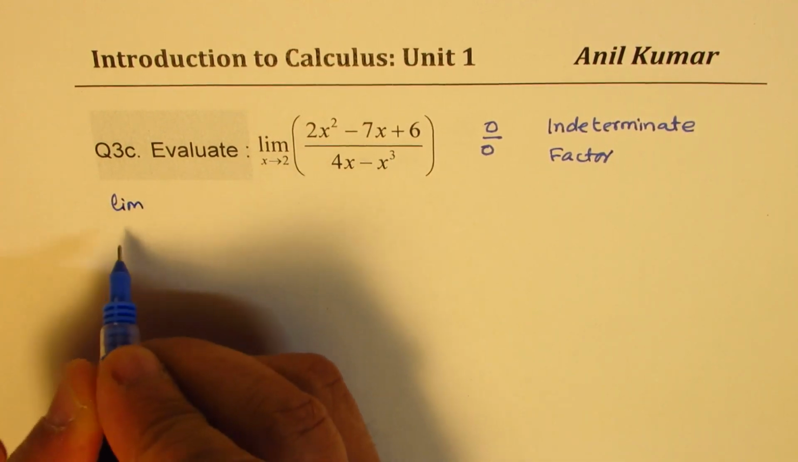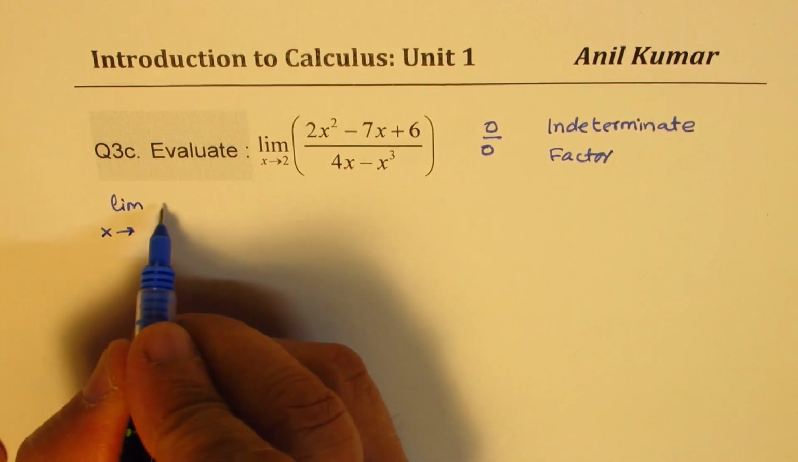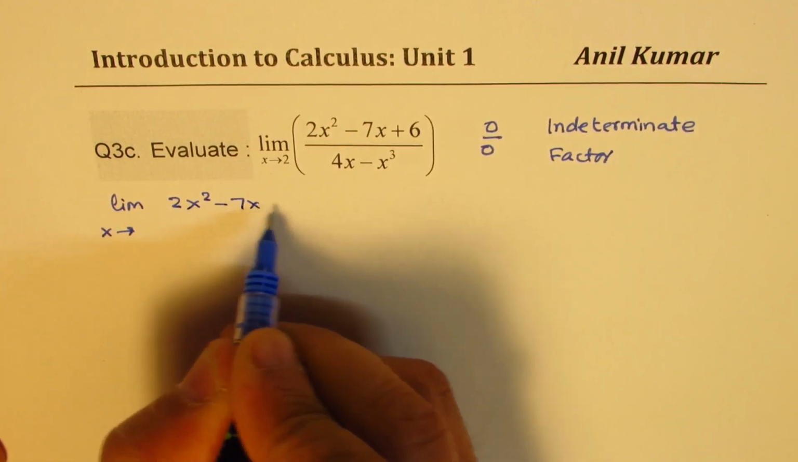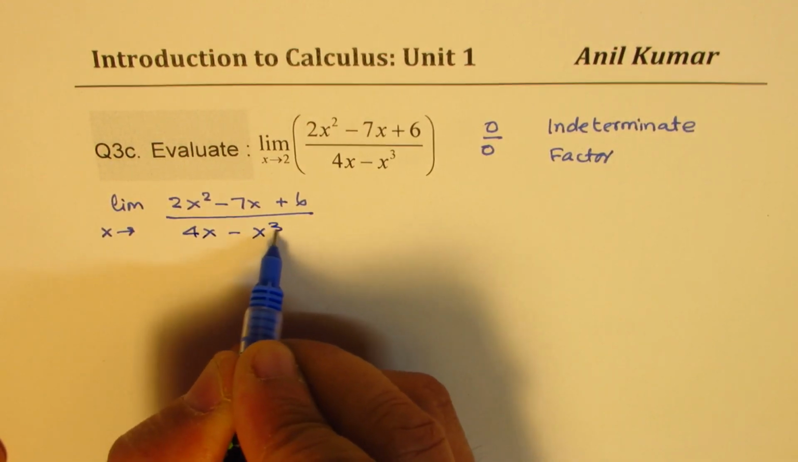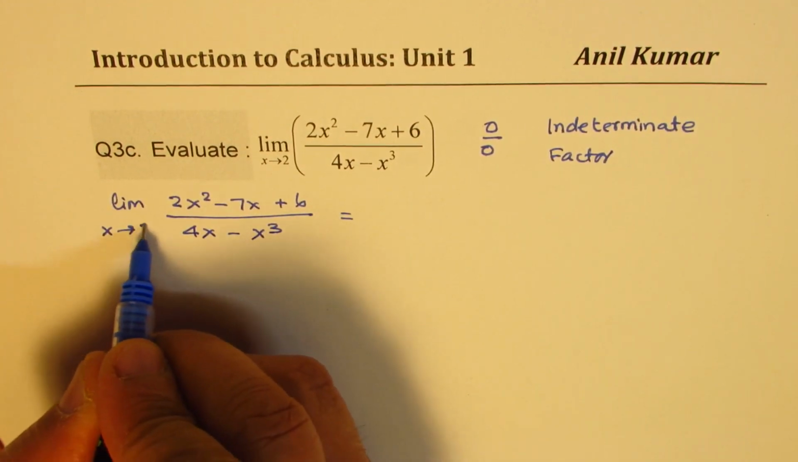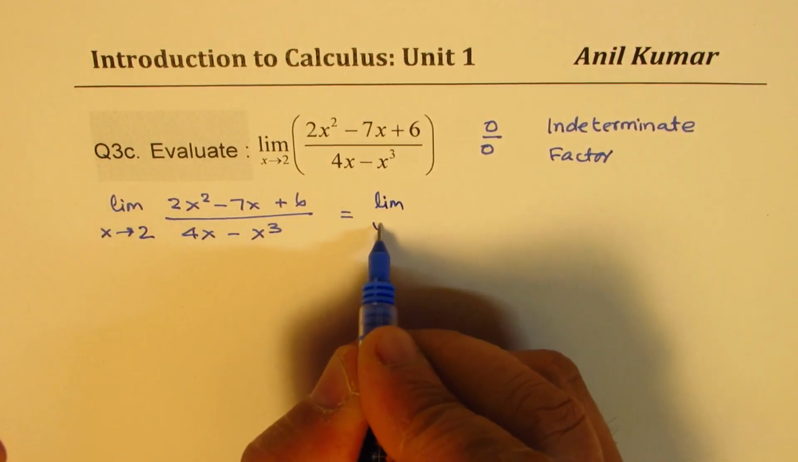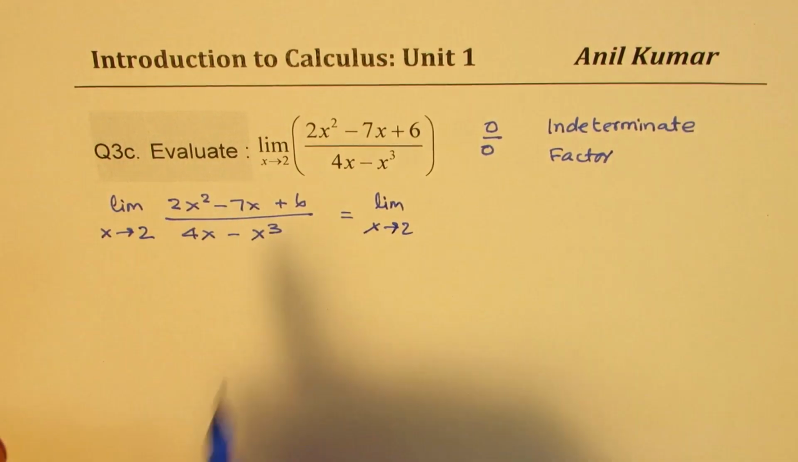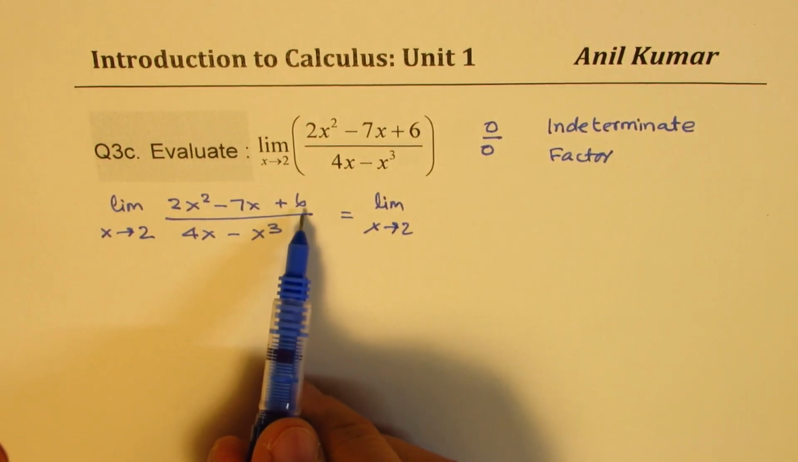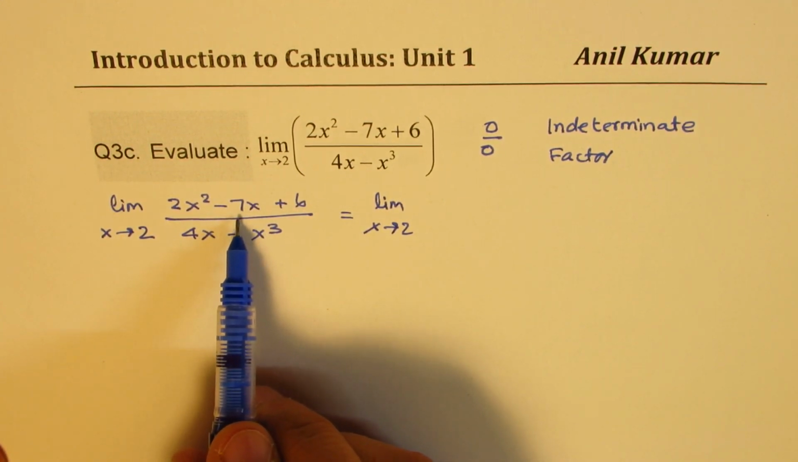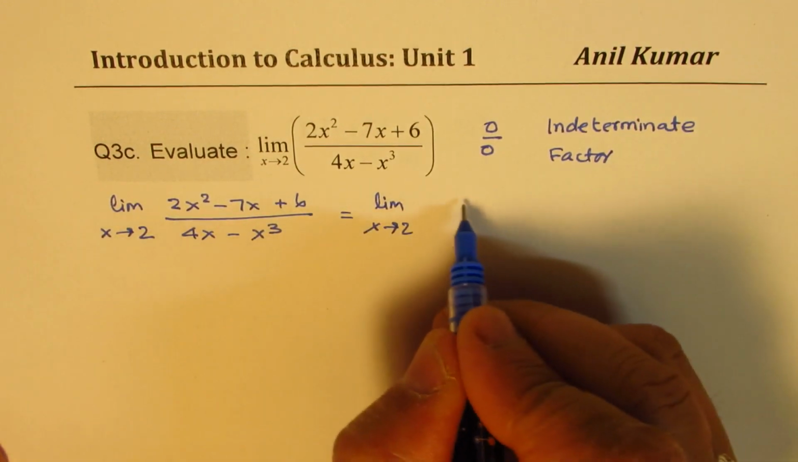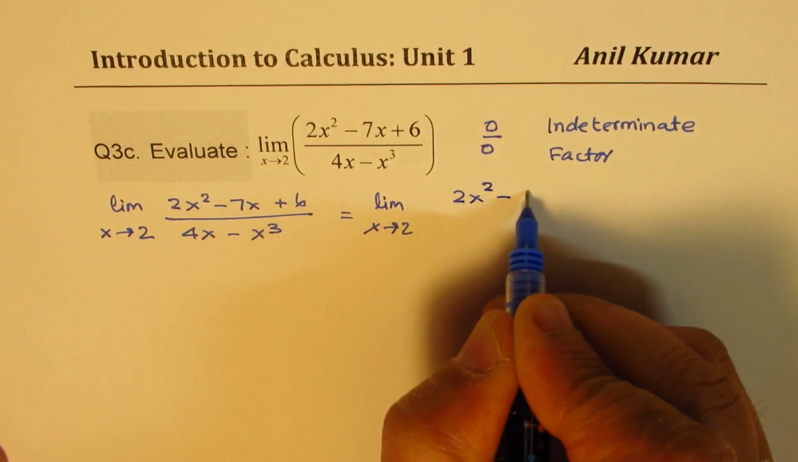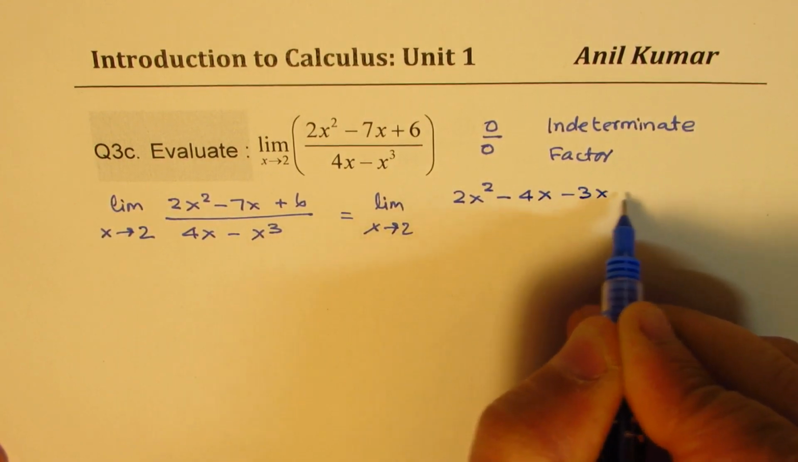So the question here is to find limit as x approaches 2 for 2x² − 7x + 6 divided by 4x − x³. We could write this x approaching 2, right? So it is limit when x approaches 2. So it's a question of factoring, right? 6 times 2 is 12. So we need to get product of minus 7. So what could the 2 numbers be? 4 and 3, right? Both negative. So we can write the numerator as 2x² − 4x − 3x + 6.